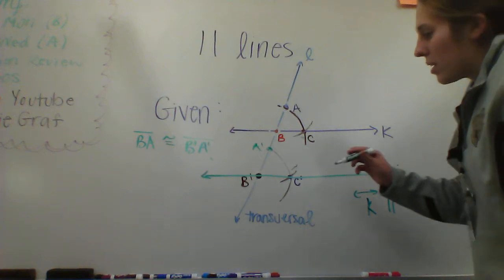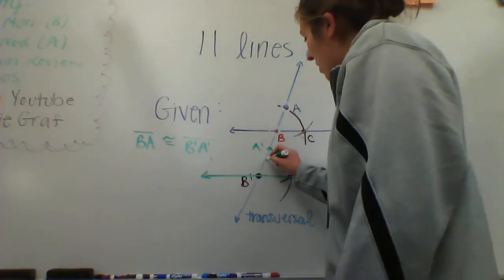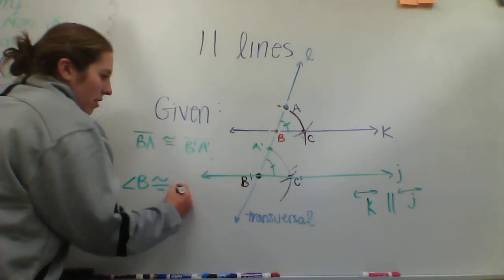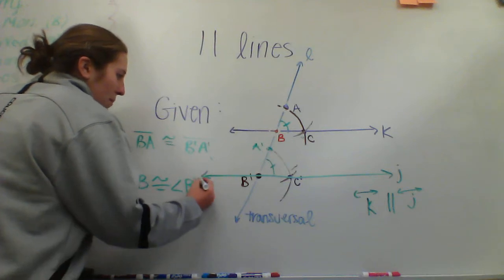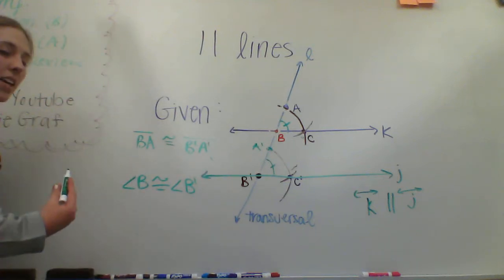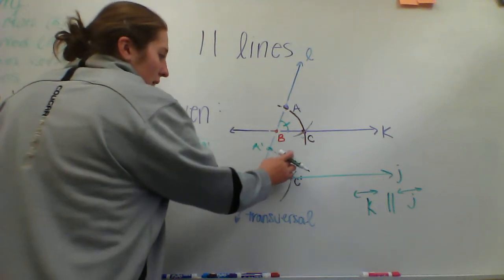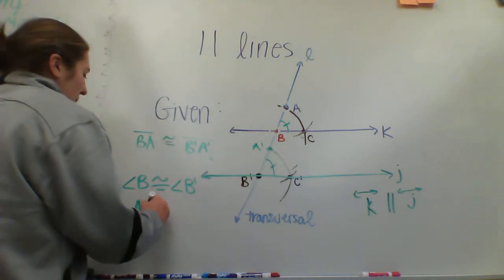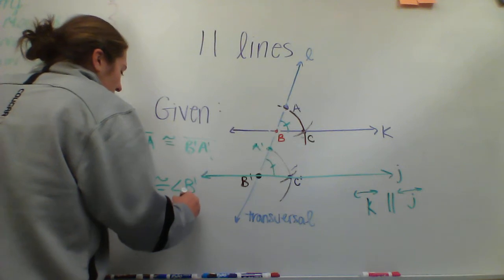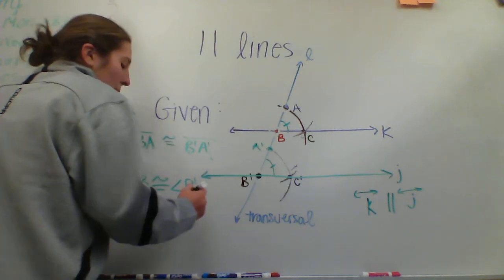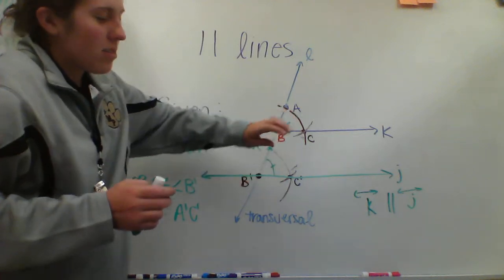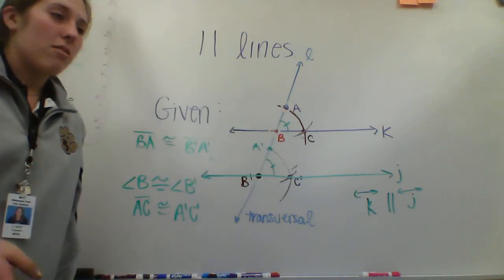We also know, because we just constructed two congruent angles, that angle B is congruent to angle B prime. And we also know that because we constructed congruent segments here, that the segment AC is congruent to A prime C prime. And we'll learn later that these two angles that are equal are called corresponding angles.